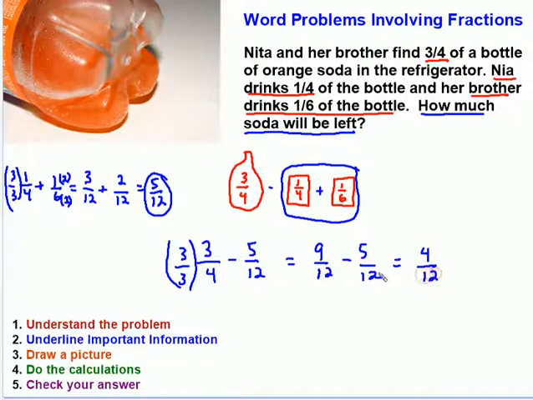And then, with a common denominator, I can just subtract across the top, and that will give me 4/12, which can then be simplified because 4 goes into 12. If I divide 4 by 4, I get 1. If I divide 12 by 4, I get 3. And my answer is 1/3. How much of the soda is left over after they drink their 2 drinks? It is 1/3 of a bottle.